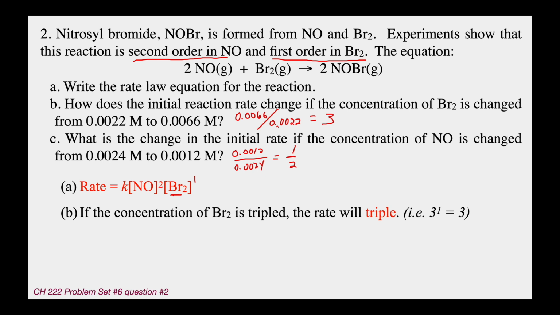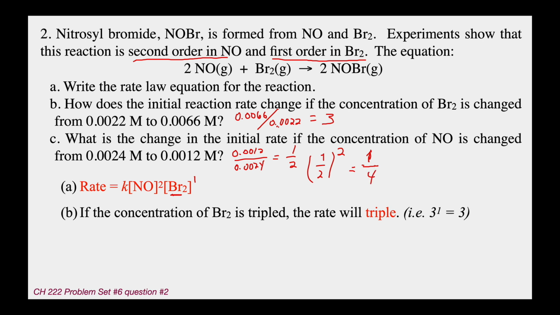Bromine was a first order reactant, so 3 to the first ended up giving us a rate change of 3. But in this problem, NO is a second order reactant. So we need to take that 1/2 and square it, raise it to the second power. That's going to be the effect on the speed. Well, if you haven't done fractions raised to the power for a while, I can't understand. No, seriously, I don't do this either that much. 1 squared is 1. And on the bottom, my pen's kind of freaking out here. 1 squared is 1. 2 squared is 4.